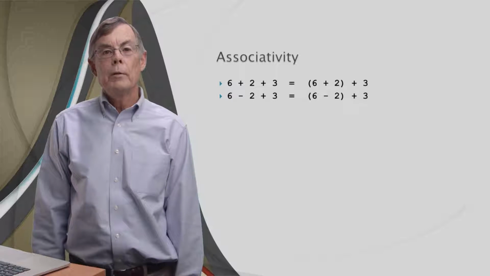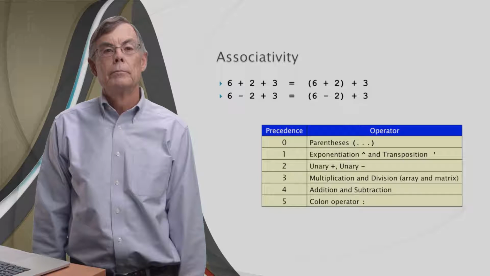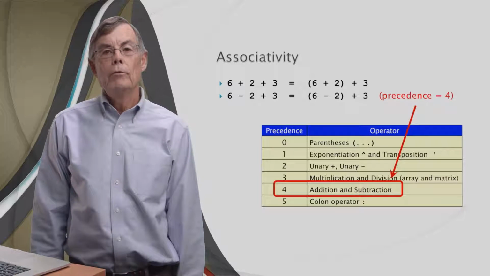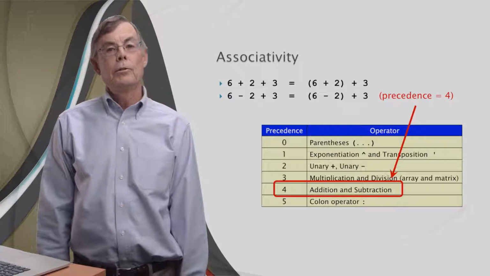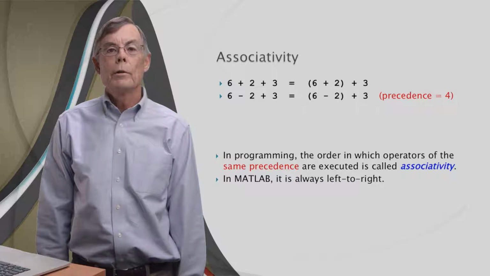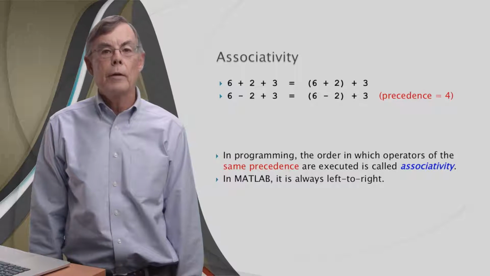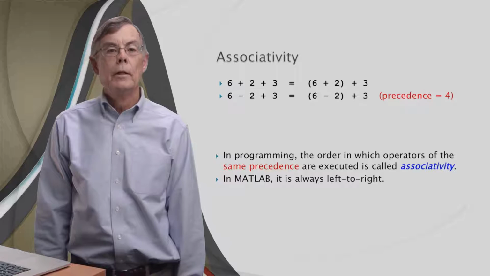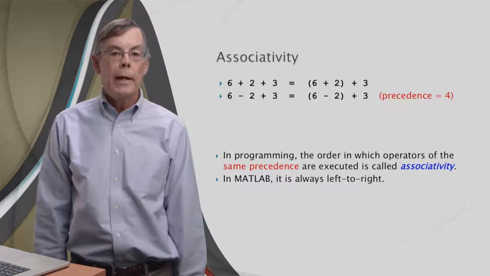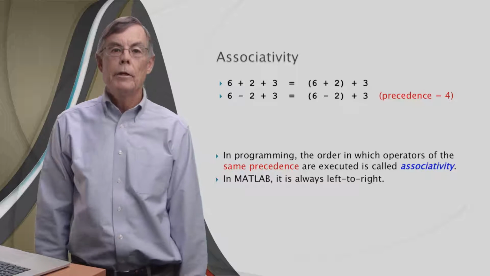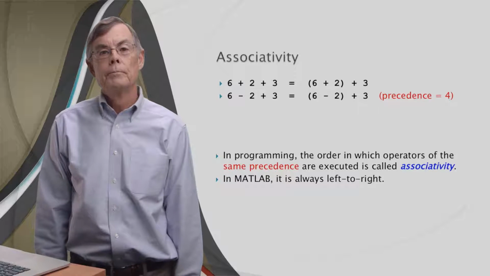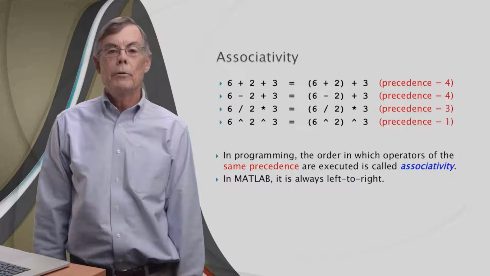Well, maybe the precedence table will give us the answer. No help. They both have the same precedence, 4. So here comes associativity to the rescue. In programming, the order in which operators of the same precedence are executed is called associativity. In MATLAB, it is always left to right. So we say that MATLAB uses left-to-right associativity. As a matter of fact, so do most all other languages. So this expression evaluates to 7.